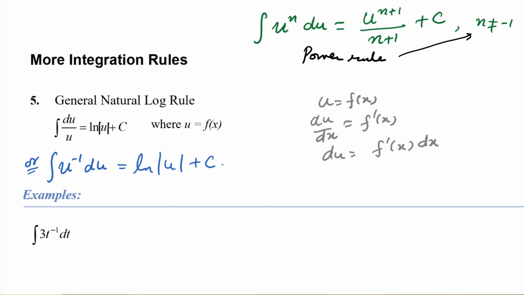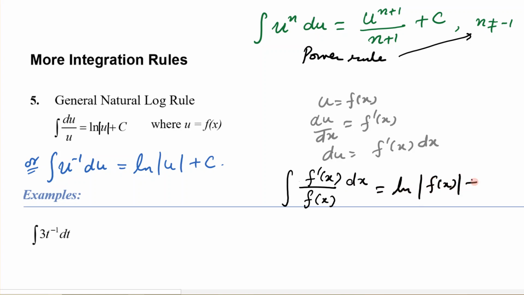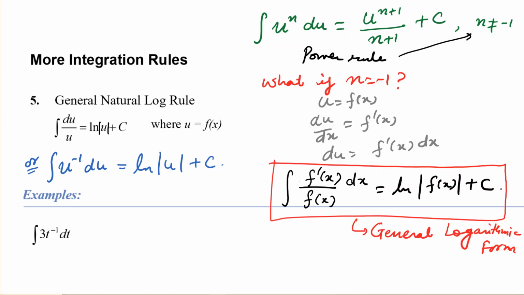So my new modified formula becomes the integral of 1 over u, which means 1 over f(x), or f(x) raised to power -1, times du, that means f prime x dx. So if you have the reciprocal of the function times the differential of the function, that integral is equal to ln of the absolute value of f(x) plus c. This is our general logarithmic form. Let's do a few examples where we're going to use this result.